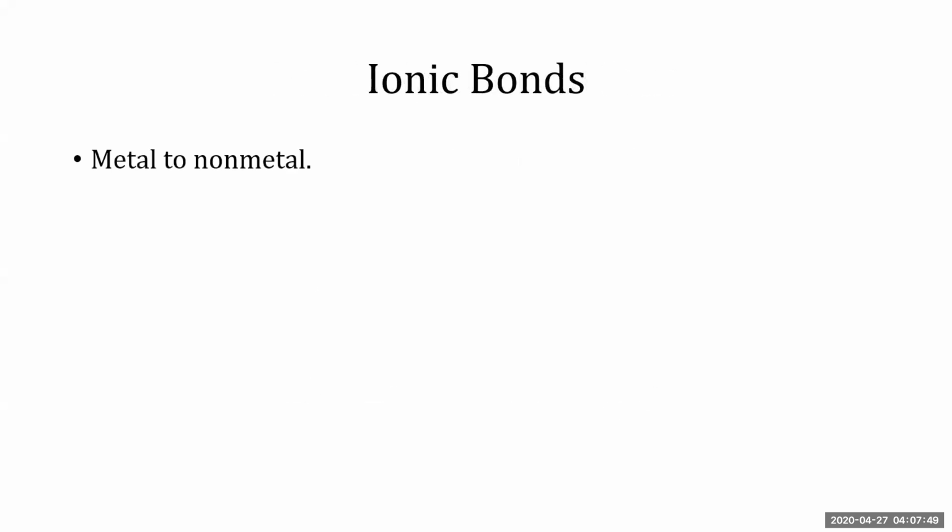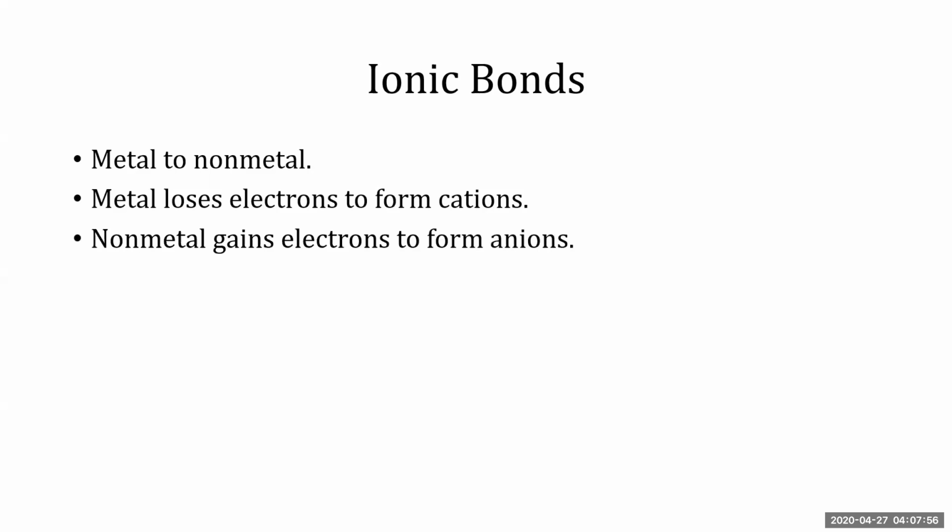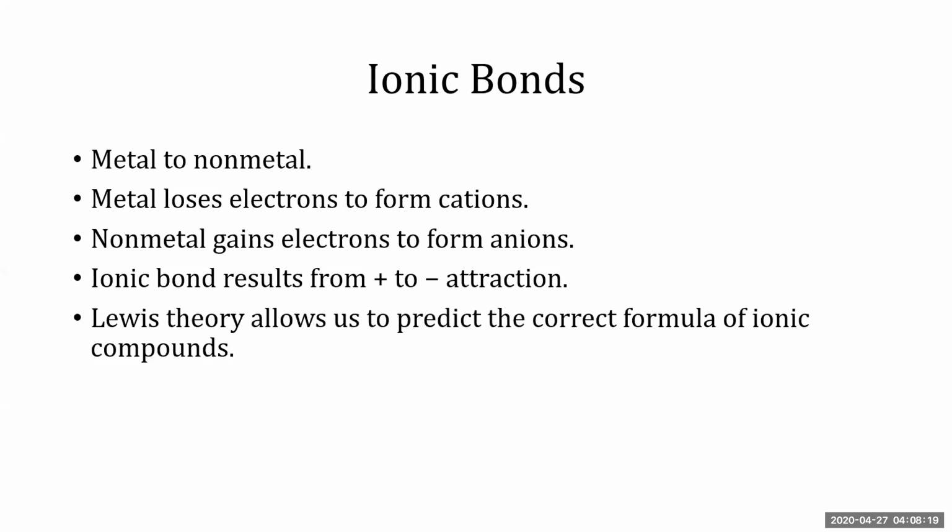For ionic bonds, metals give up electrons to form cations. Non-metals gain electrons to form anions. The resulting structure is an ion-ion attraction, positive to negative. Lewis theory can allow us to predict the correct formula of ionic compounds.